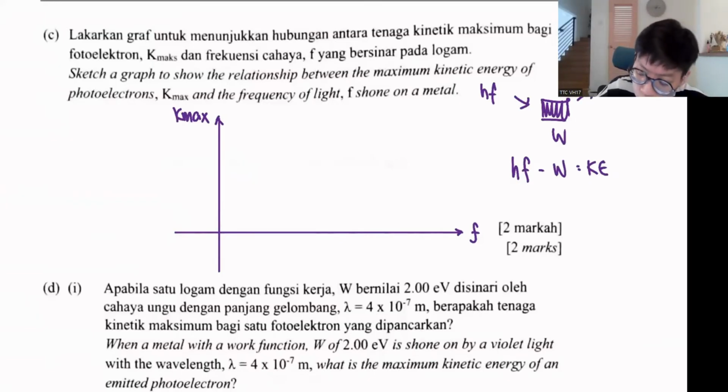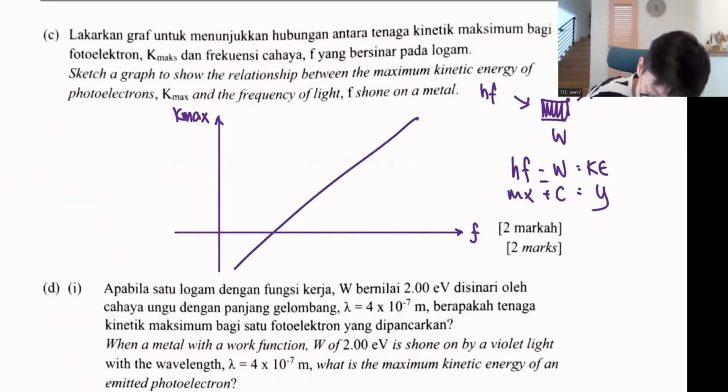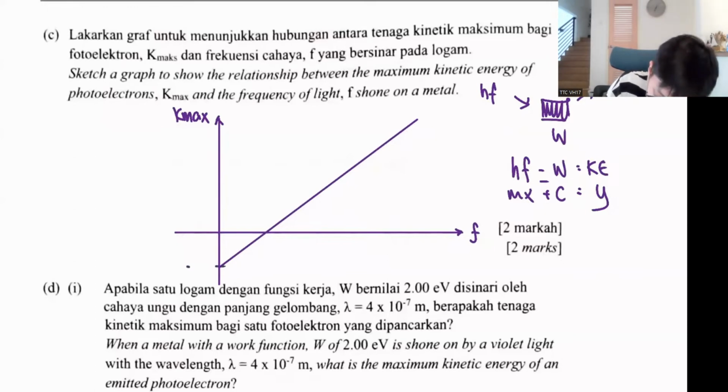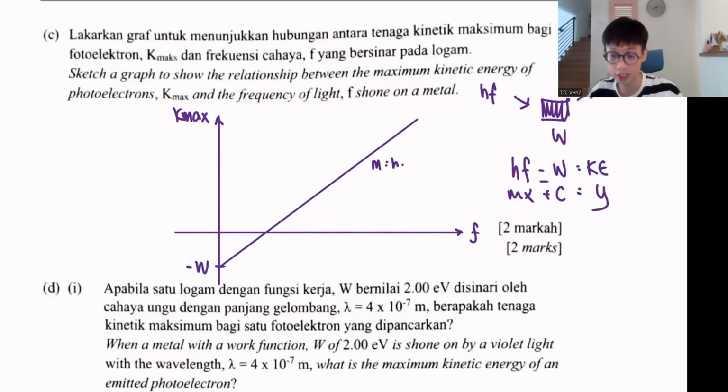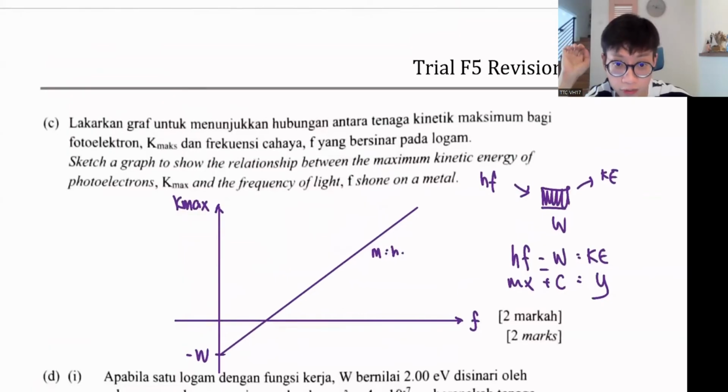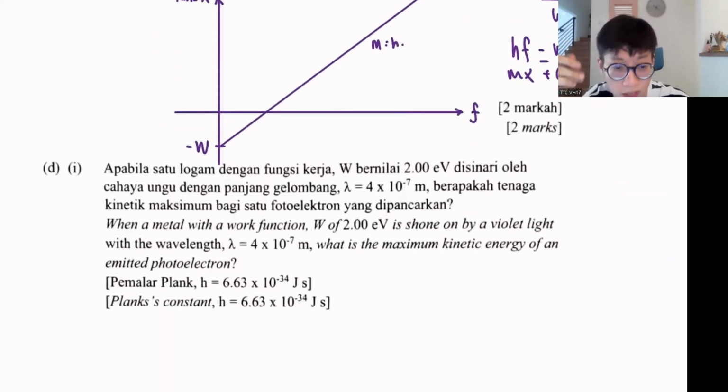So according to y equals mx plus c, I know that I have a negative y-intercept. So I get something like this. This is my negative work function. The gradient is actually my Planck constant, because m is h. So this is how we look at the graph, the relationship between maximum kinetic energy and frequency. Yeah, done. Okay, 2 marks only.